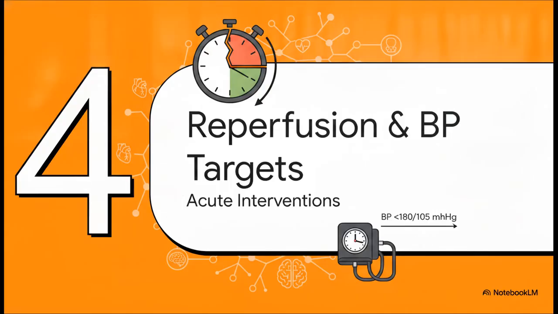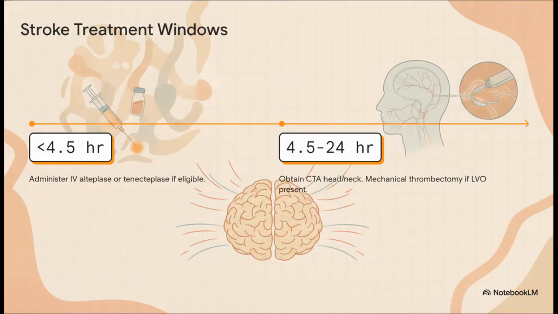Part 4, reperfusion and BP targets. This is where that last known well time comes into play. For an ischemic stroke within 4.5 hours, IV alteplase or tenecteplase is indicated, as long as you've excluded hemorrhage, of course. Now, from 4.5 to 24 hours, or if you suspect a large vessel occlusion, you need to grab a CTA of the head and neck. Eligible patients with a large vessel occlusion can then go straight to mechanical thrombectomy.